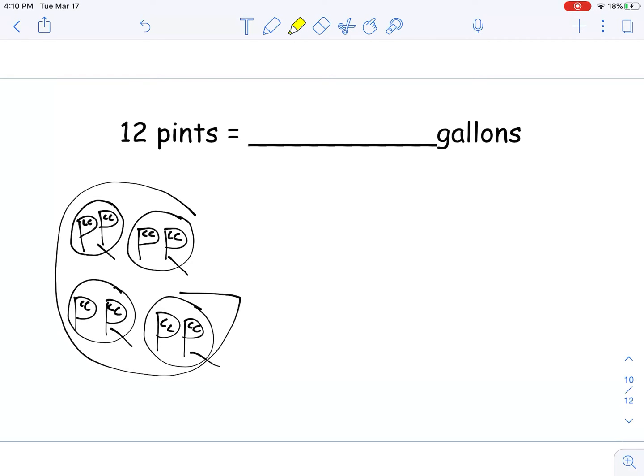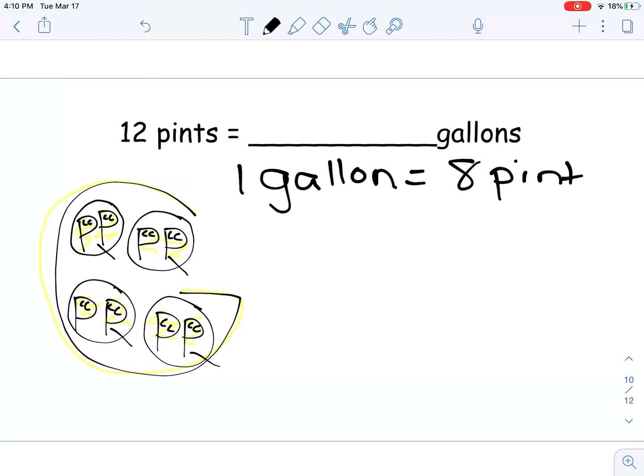All right, pints to gallons. I look inside my gallon, my G, which is right here, and I have to count all the P's inside. So I got 1, 2, 3, 4, 5, 6, 7, 8. So that tells me 1 gallon equals 8 pints.